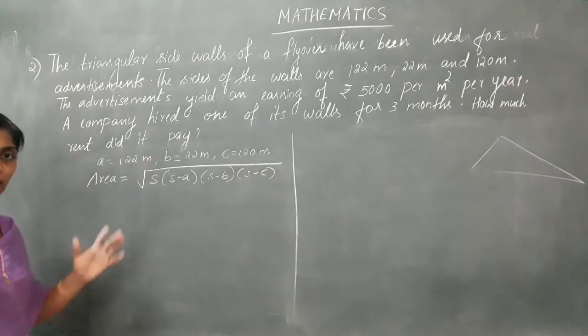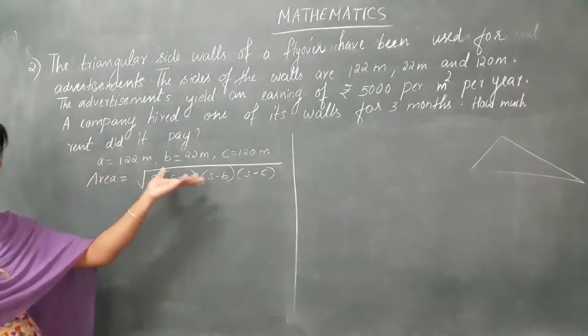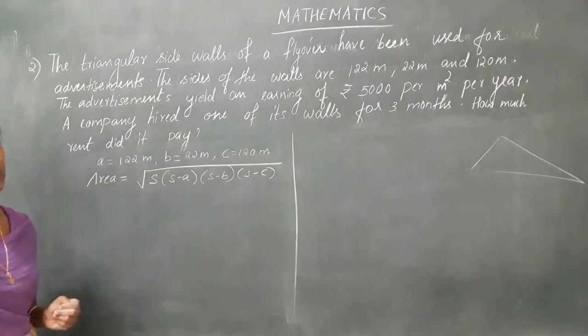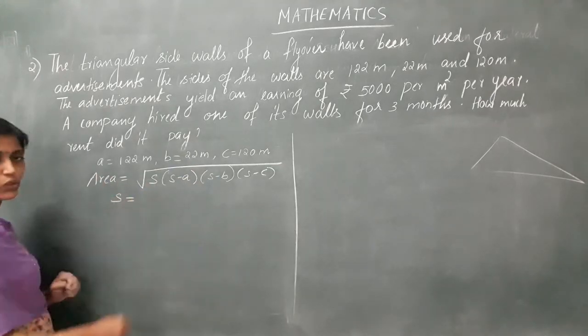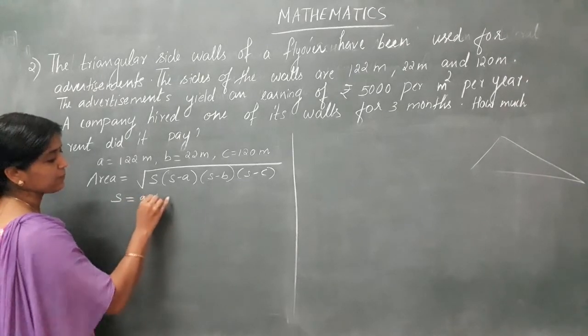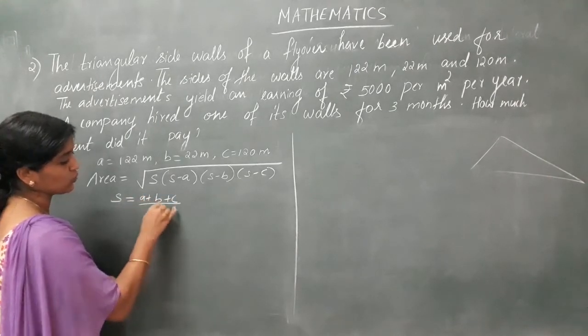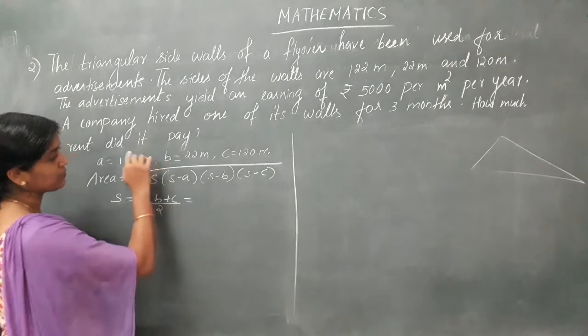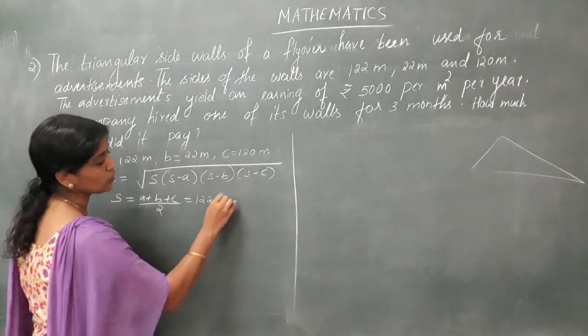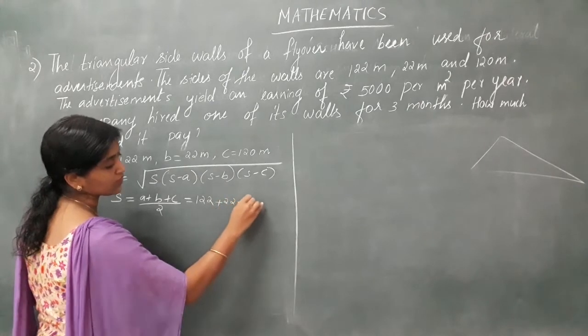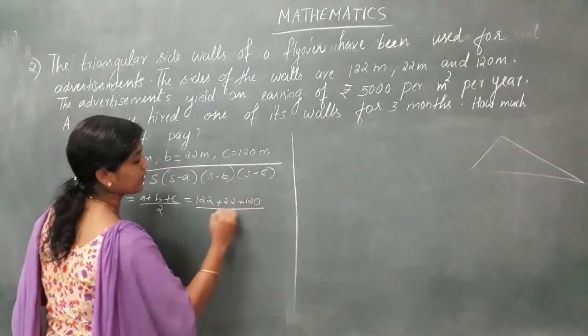So we have to find S, then S minus A, S minus B and S minus C, given this formula. So first find S. What is S? S is equal to A plus B plus C by 2. What is A plus B plus C by 2? It is 122, B is 22, then 120, whole divided by 2.